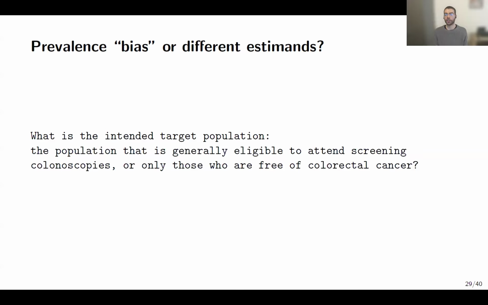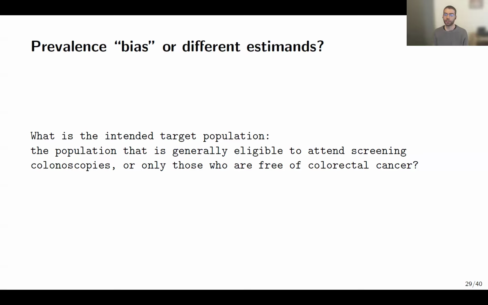So essentially, the controversy is around what the intended target population of the trial is. What is the intended target population we are interested in? Is it the population that is generally eligible to attend screening colonoscopy, or is it the population that is free of colorectal cancer?